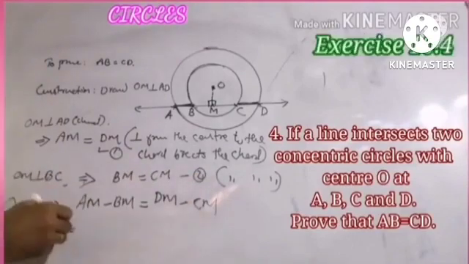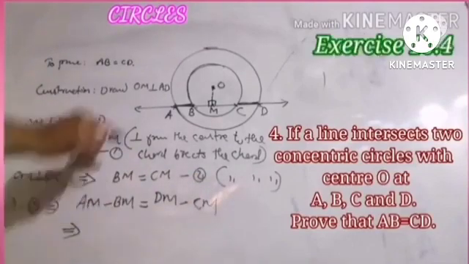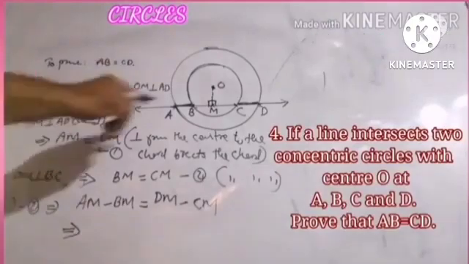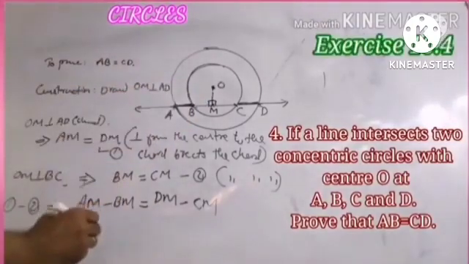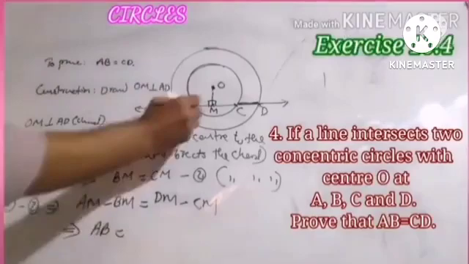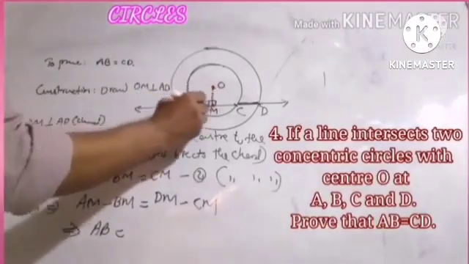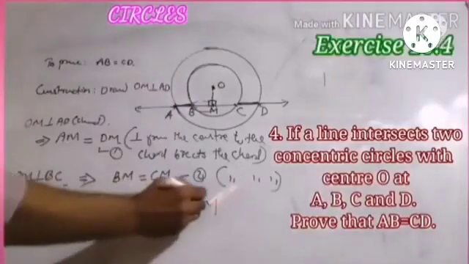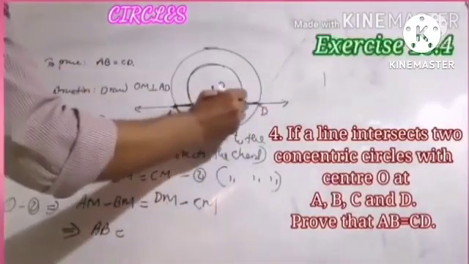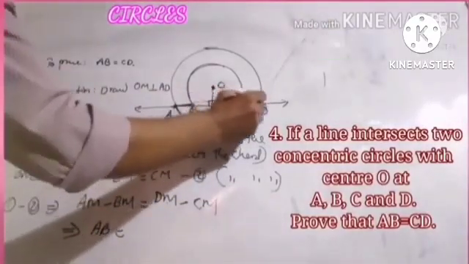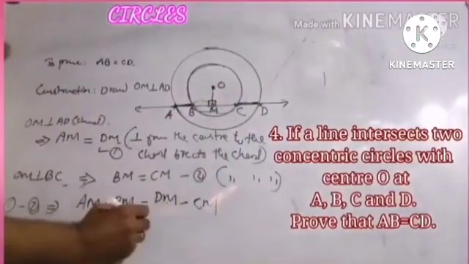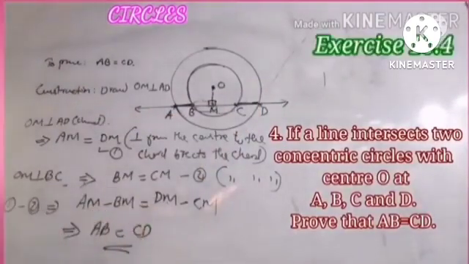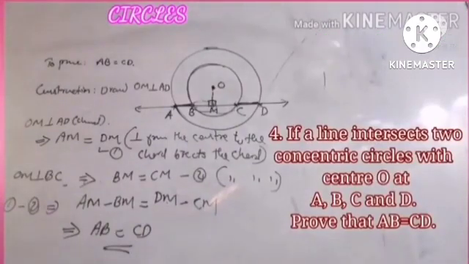Now come to the figure. What is AM minus BM in the figure? AM minus BM in the figure is AB. AM minus BM portion removed, so AB remaining. DM minus CM is removed, so DC remaining, that is CD. So AB equal to CD. Now question number 4 completed.